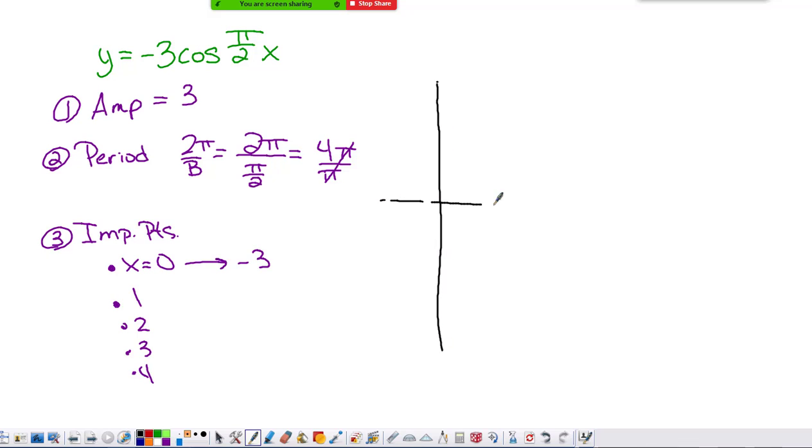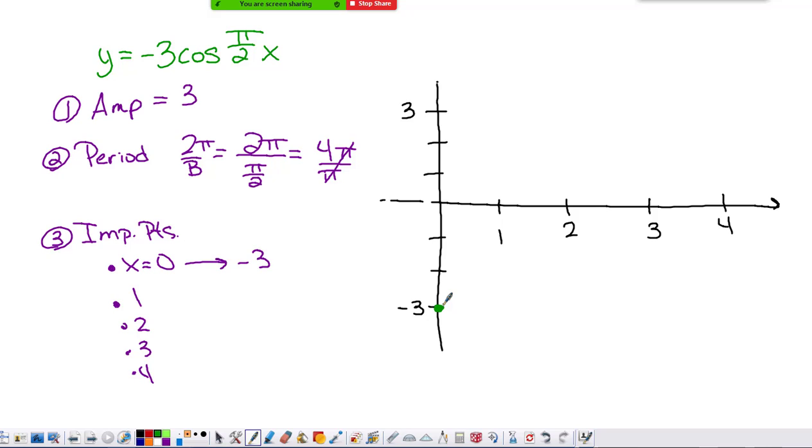Got a little coordinate plane going on. We've got to go to 4. Our amplitude is 3, so our distance is 3 up and 3 down. So where do we want to plot our first point? And we're going to cross the y-axis at -3, right?